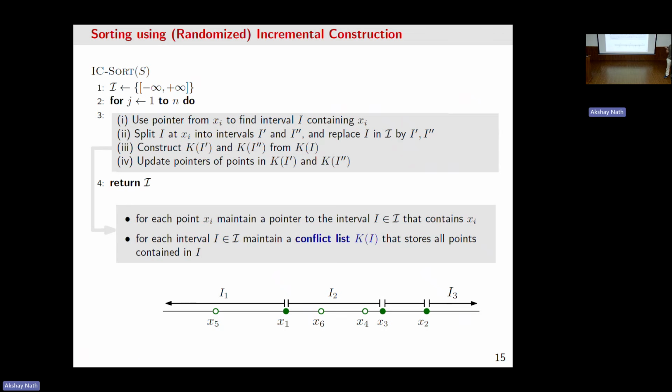I hope you understand why we need these conflict lists. Because for each xi, I need a pointer to the right interval. That I definitely need. But if I don't have these conflict lists, I don't know for which points I need to update their pointers, or I would have to look at all the points and see if I have to update their pointers or not. So I need to know which points are influenced, and that's exactly what the conflict lists give me.